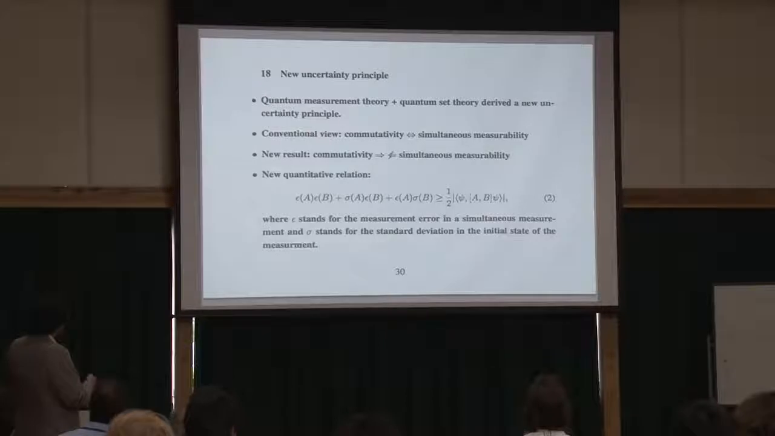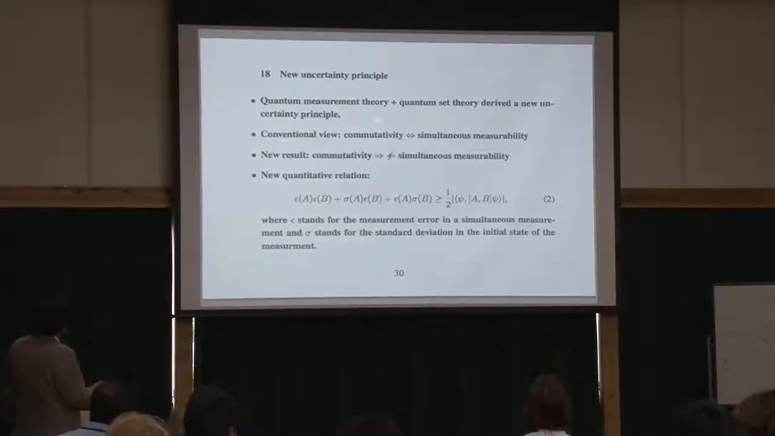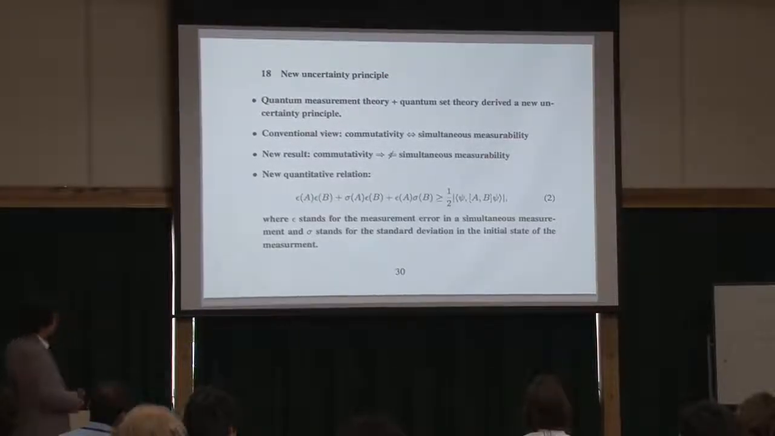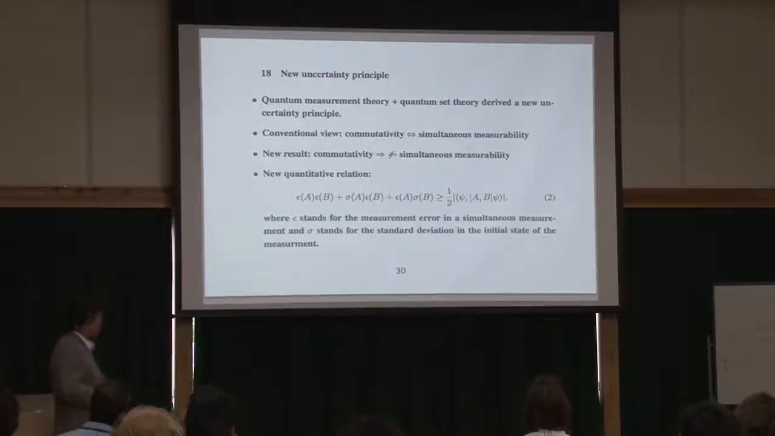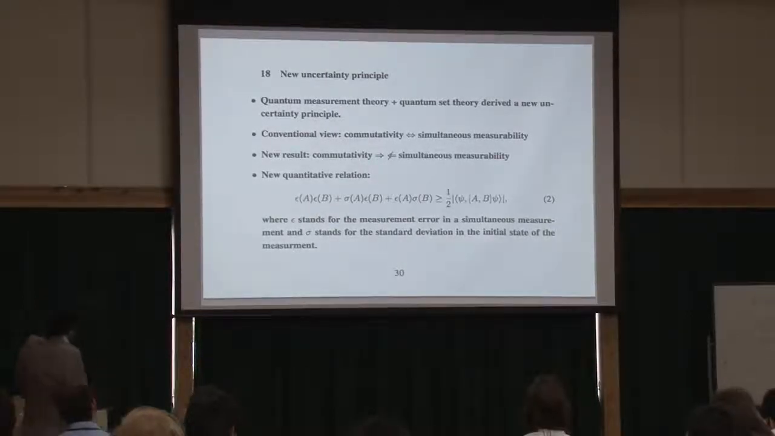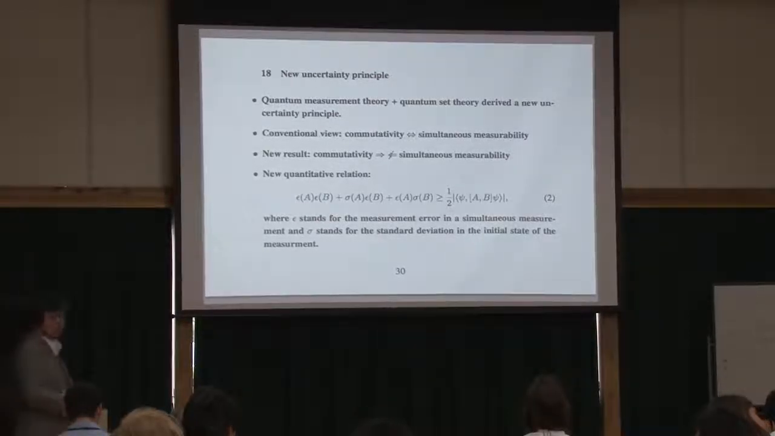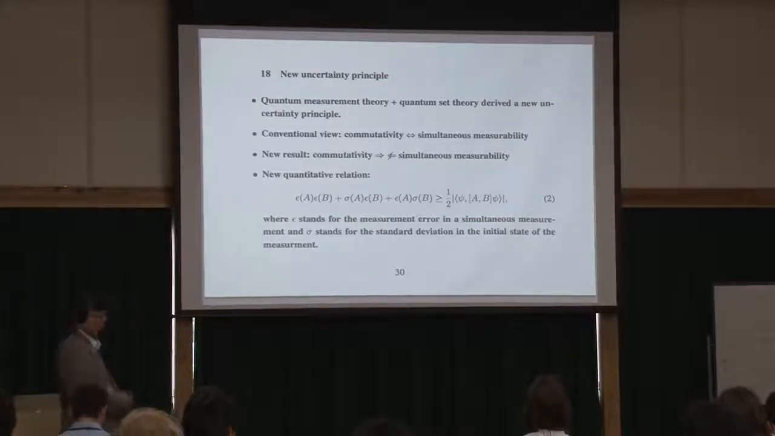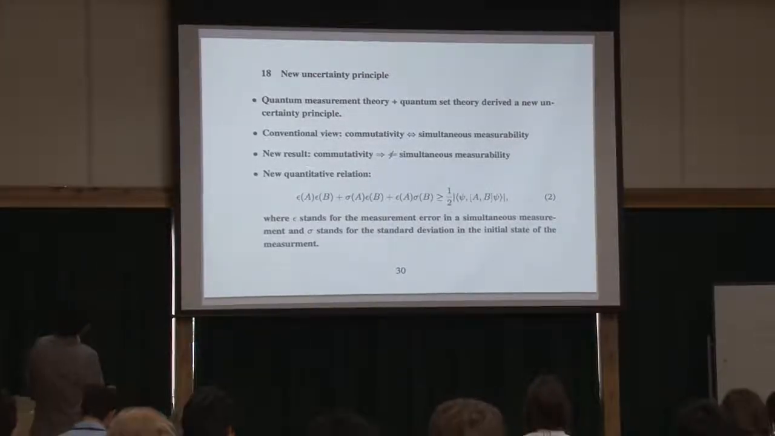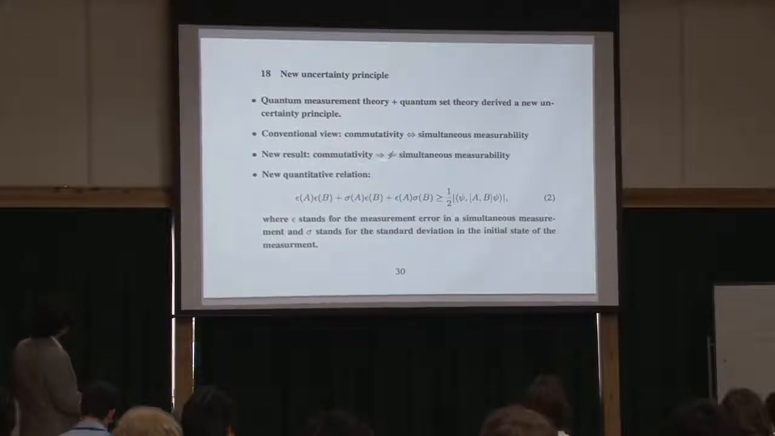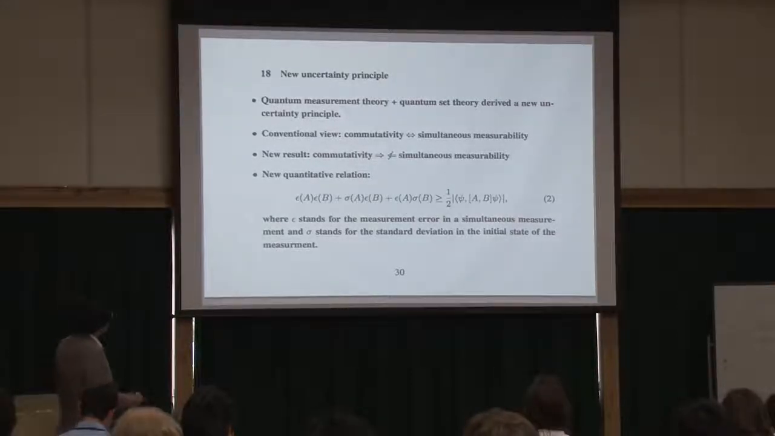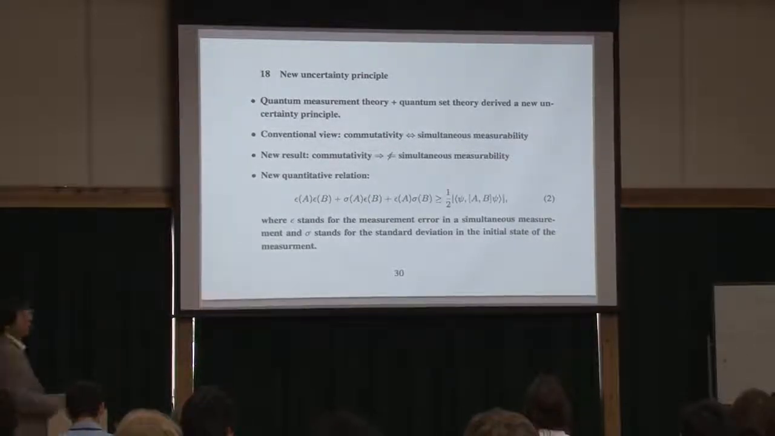Now we show that quantum measurement theory plus quantum tape theory, which provides us some interpretation with the inequality of the values of observables, derive a new uncertainty. The conventional view is that commutativity is equivalent to simultaneous measurability in state independence. However, the new result is that commutativity implies simultaneous measurability, but simultaneous measurability does not necessarily imply commutativity in state dependence.